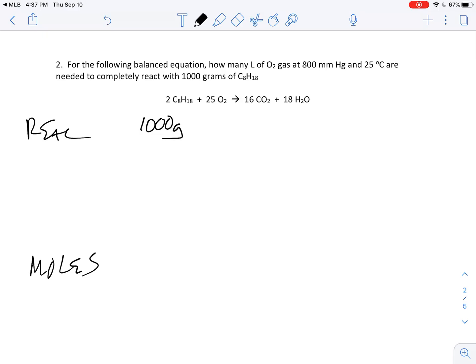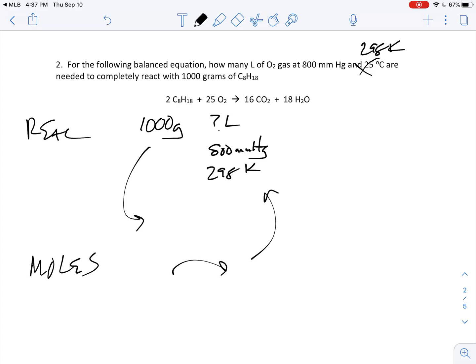And what do you want? You want to know how many liters of oxygen you're going to get, but they told you it was 800 millimeters of mercury, or torrs, and it was 25 degrees Celsius, so again, that's 298 Kelvin, and that's what they gave you. So again, you can't just take the 2 and go straight to the 25 over there. It doesn't work that way. You have got to go from real world to moles, moles to moles, and moles back into real world over here. So our first step is real world to moles here.